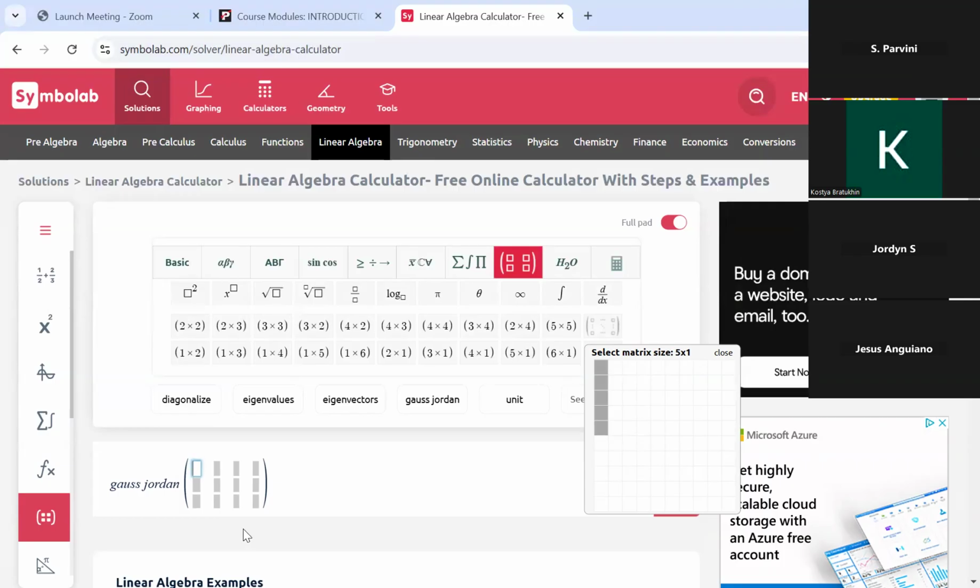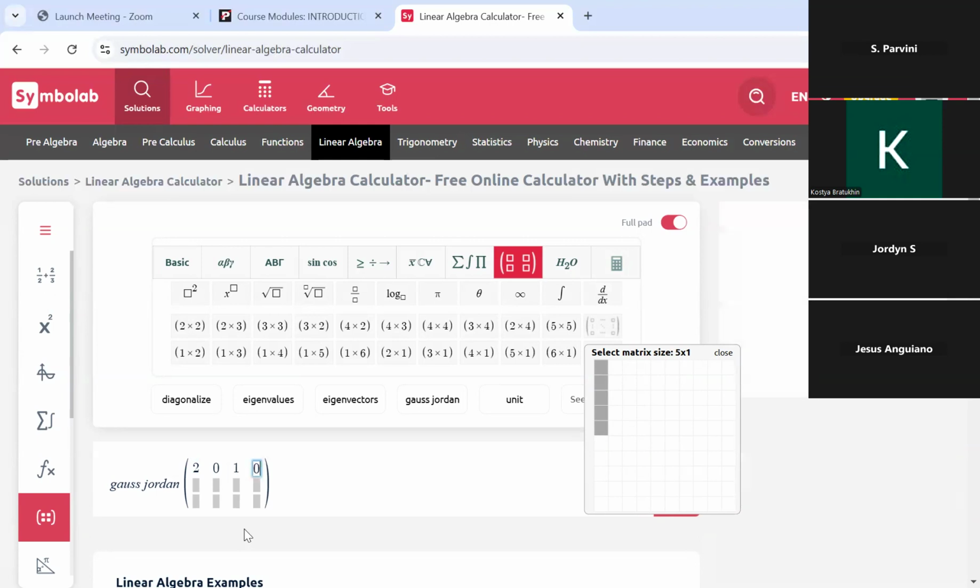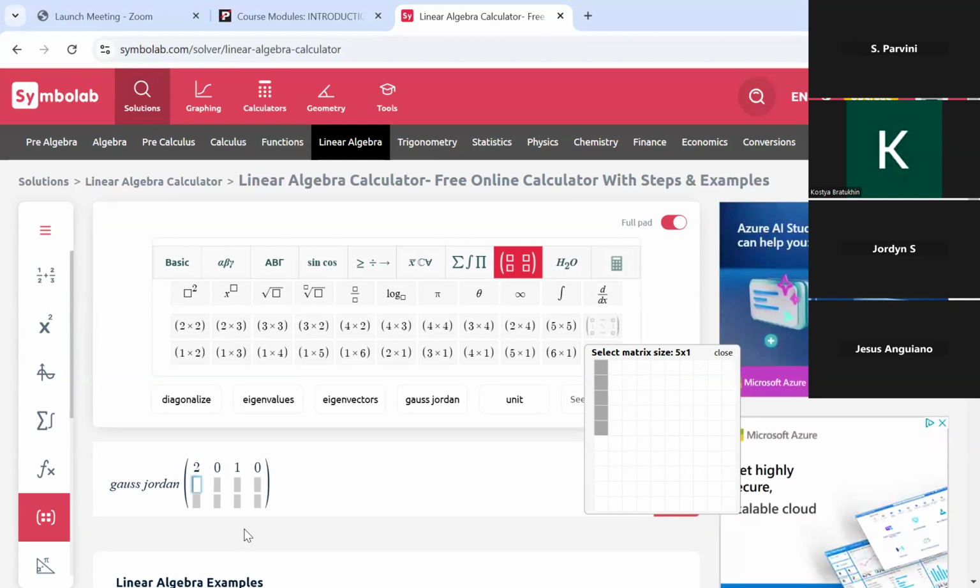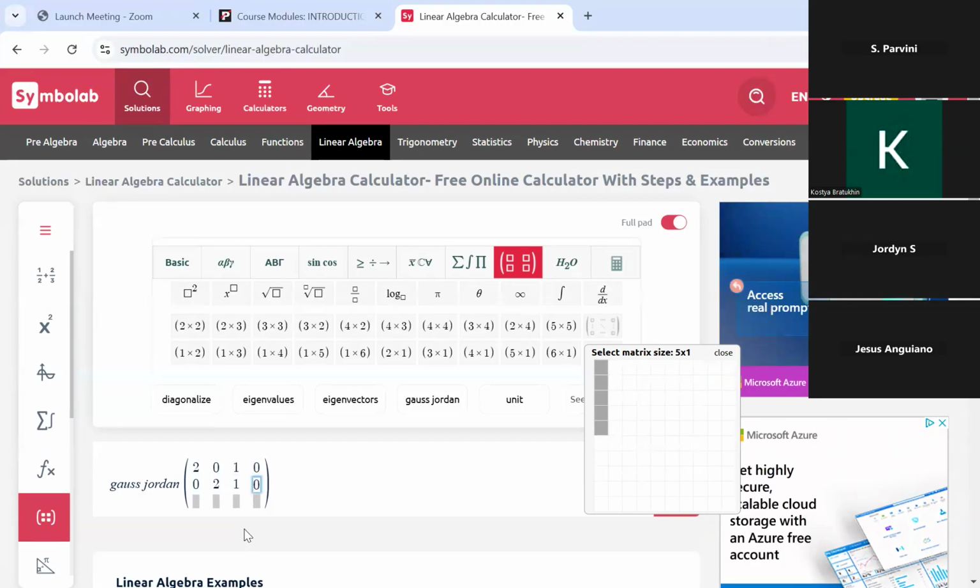Now I'm going to feed the numbers that I had on my notepad. So it's going to be what? Those numbers are 2, tab, 0, tab, 1, tab, 0. And in the second row, it's going to be 0, 2, 1, 0. And remember, please feel free to interrupt. If you have questions, if I go too fast, please let me know. All right, and there we have it.